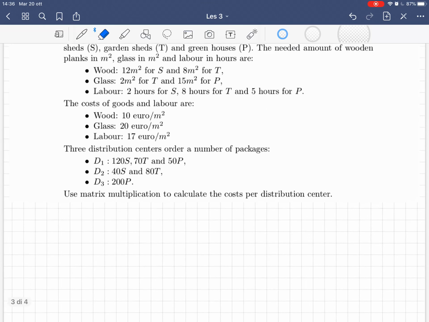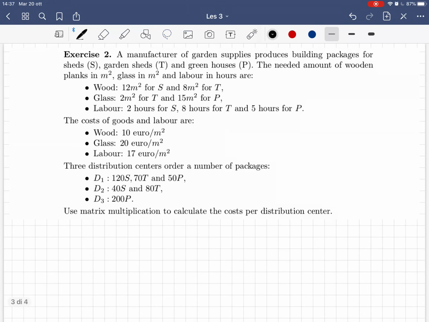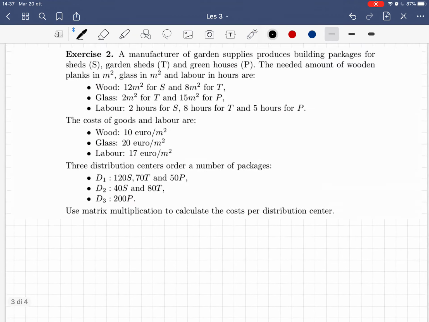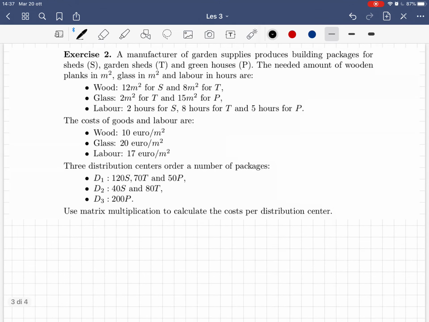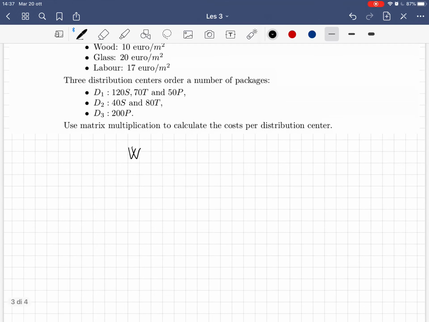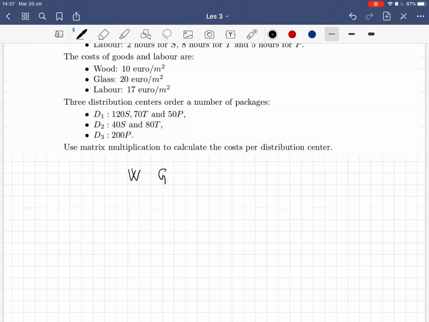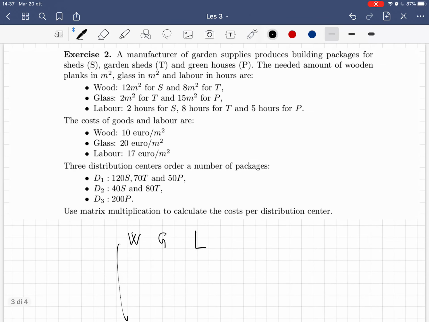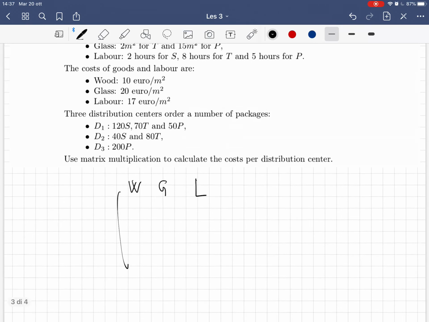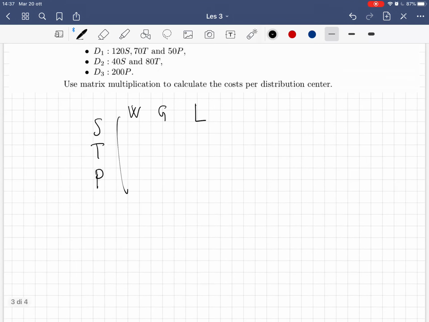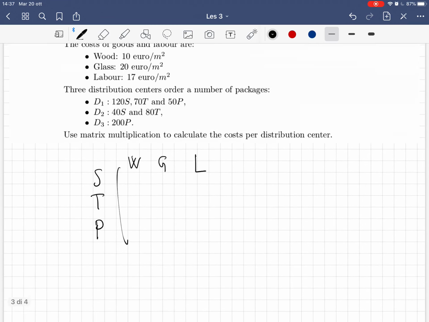Okay, so for example, this data. I have in input some raw materials: wood, glass, and labor. I mean, labor is not really a raw material, but it's something you have to use. So WGL, and you get some output, which are the goods, the supplies. So sheds, garden sheds, and greenhouses.